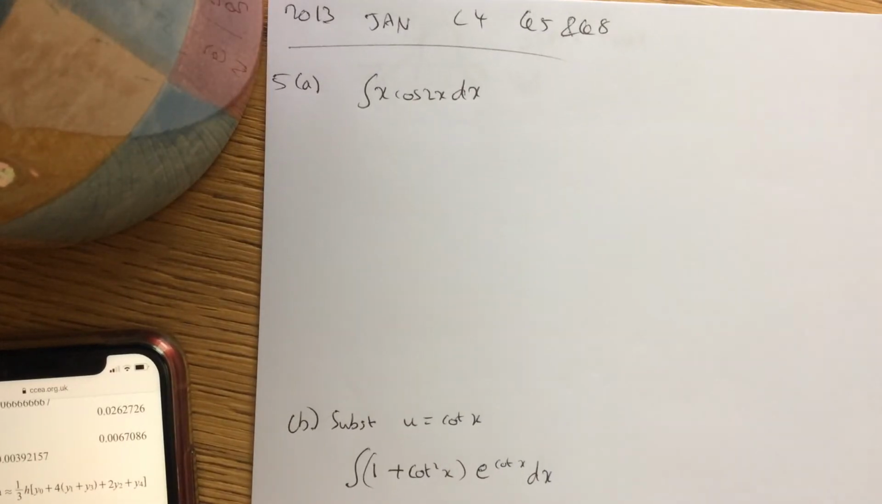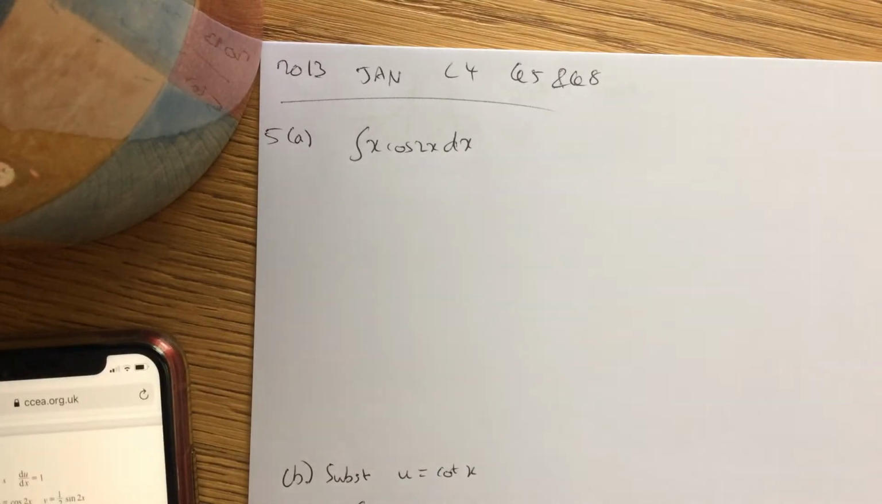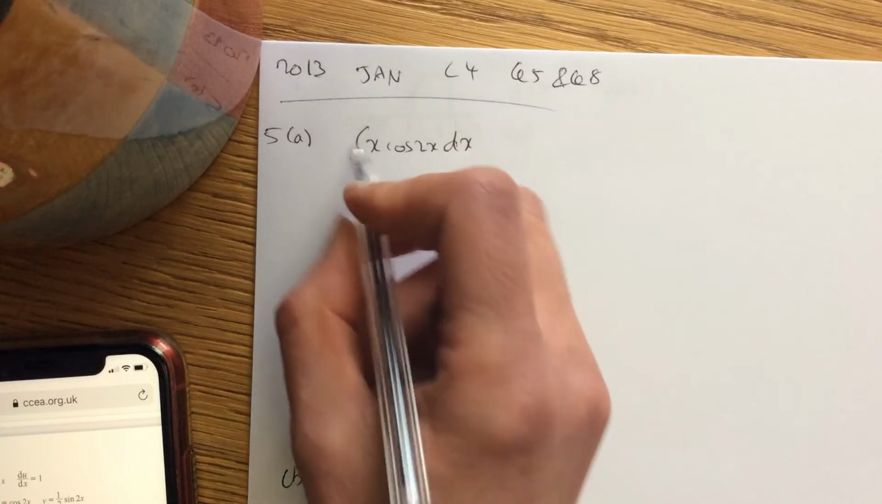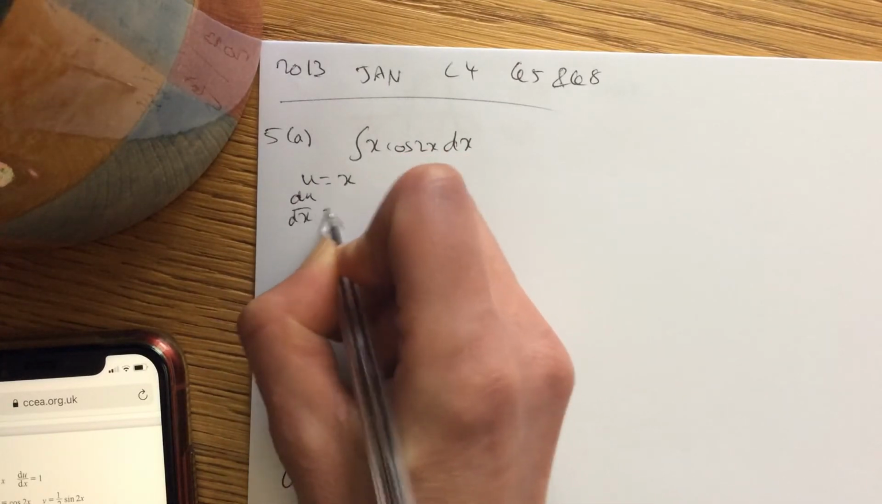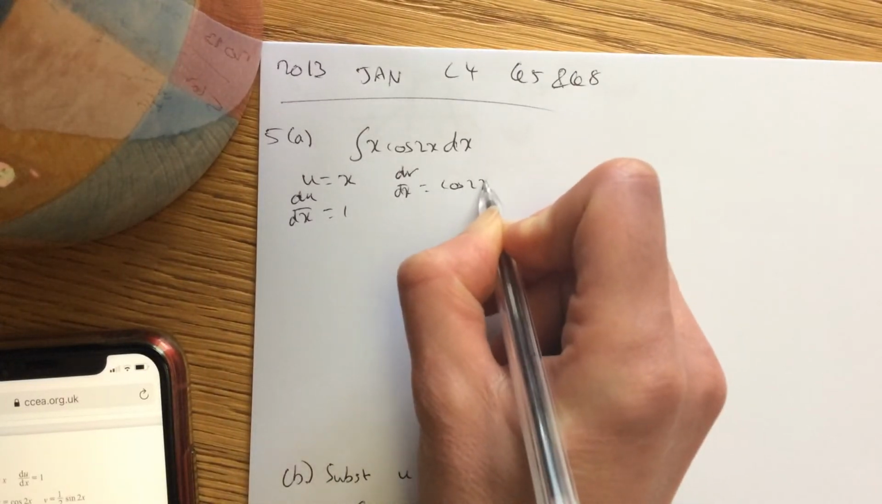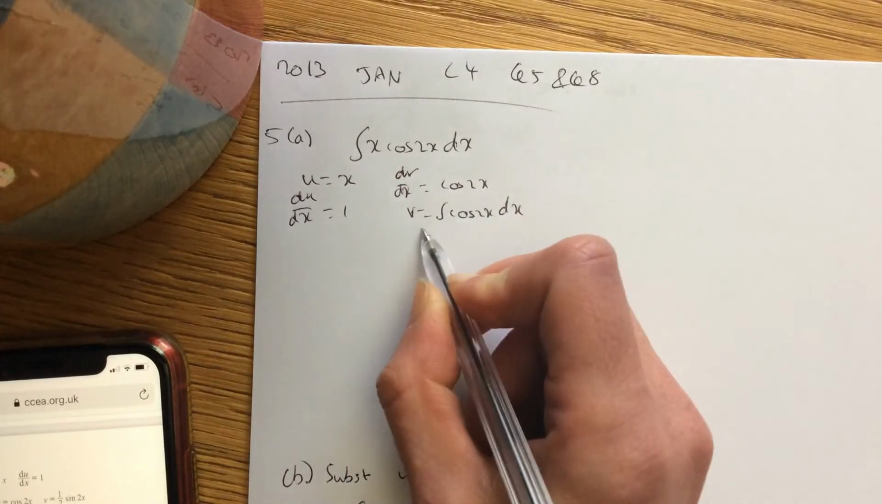Okay, so from the same year, the different paper. So let's just get this one up so we can see. Okay, looking straight at that, it is integration by parts because it's a product. So u is the easier one. So do du by dx. dv by dx is the more awkward one. Now, I like to write it in integral signs when I'm finding v.